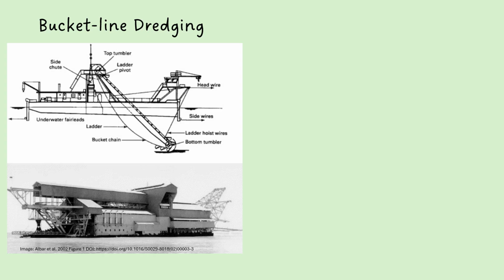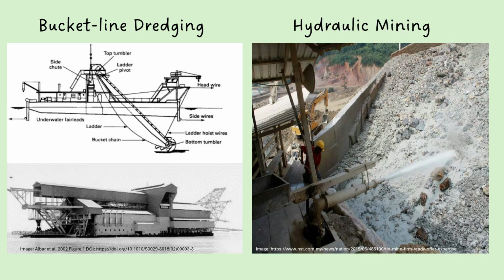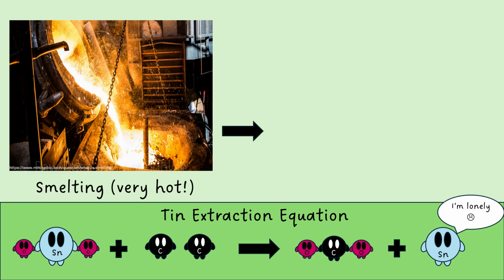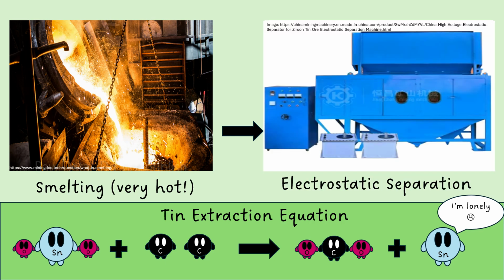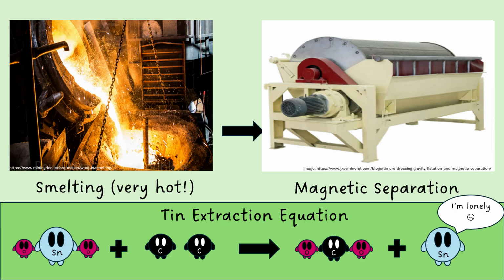Two popular methods to mine cassiterite include bucket line dredging, where deposits are excavated from the seafloor and brought to the surface using a continuous conveyor belt of buckets, and hydraulic mining, which uses high-pressure jets of water to dislodge deposits. Smelting is a common method to extract tin, which involves heating cassiterite to 2500 degrees Fahrenheit in a furnace containing carbon. Afterwards, the extracted tin is purified by one or multiple methods: washing it in an acid or water-based solution, aka leaching, electrostatic separation, or magnetic separation.